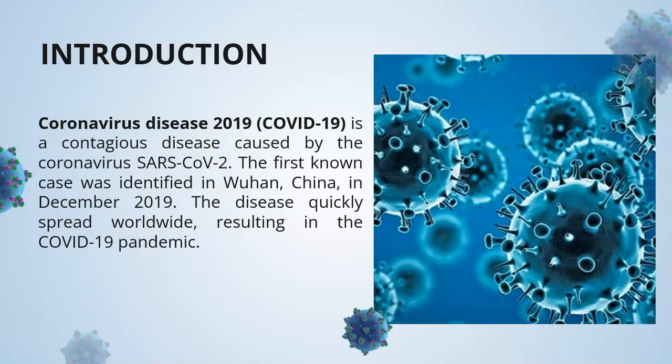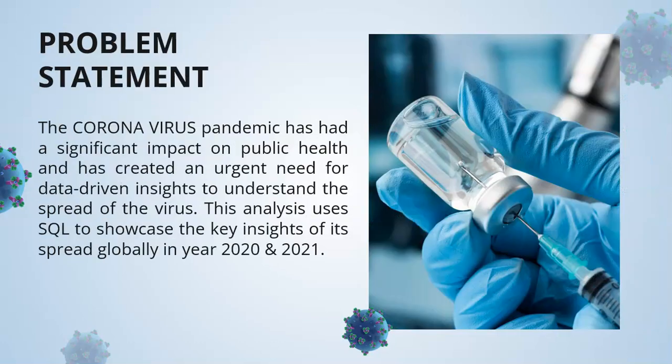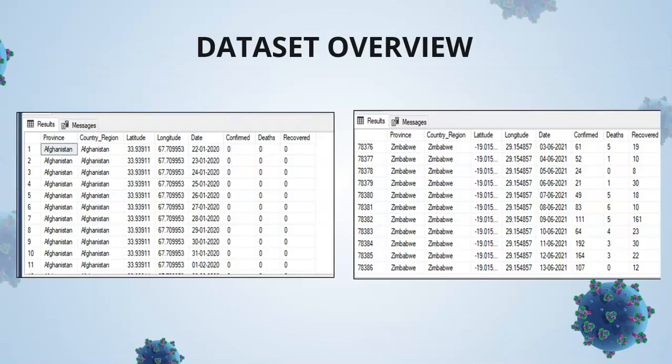Coronavirus's first known case was identified in Wuhan, China in December 2019. The disease quickly spread worldwide, resulting in the COVID-19 pandemic. The coronavirus pandemic has had a significant impact on public health globally. So this analysis uses SQL to identify the patterns and impact of this coronavirus.